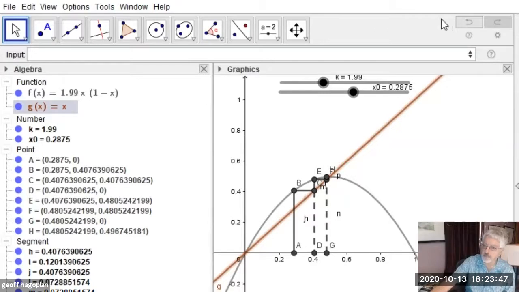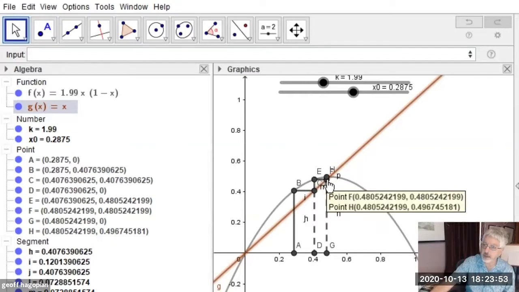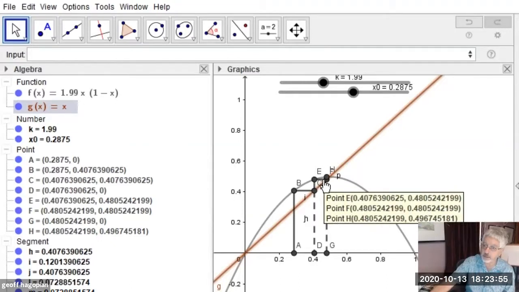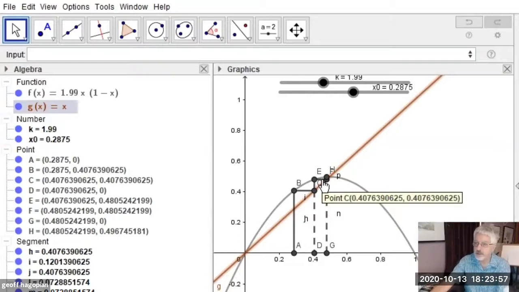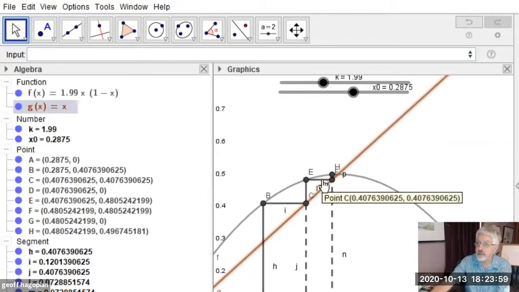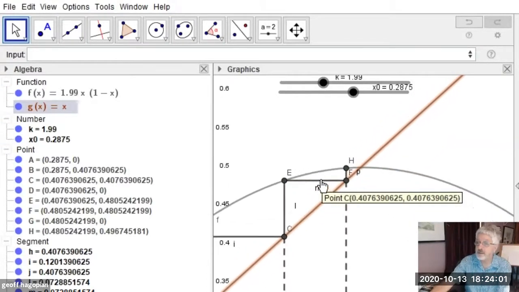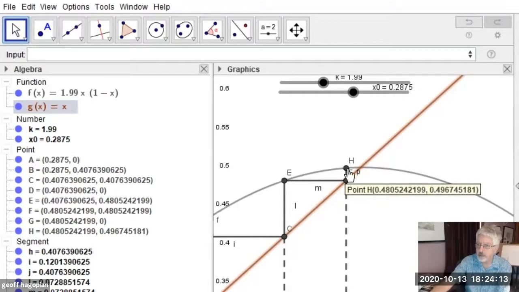And then that gets mapped to E on the function. And then E gets mapped back to the input here. You see that we're taking the point E horizontally mapped to the line y equals x. So now x equals the old y, right? So this is the third input, and we plug that in.